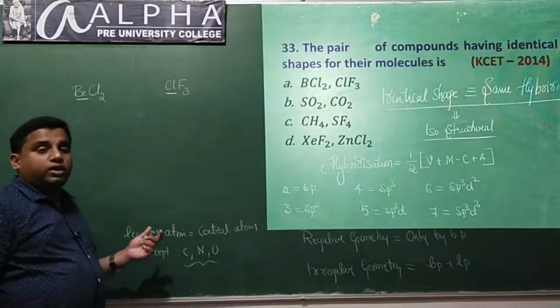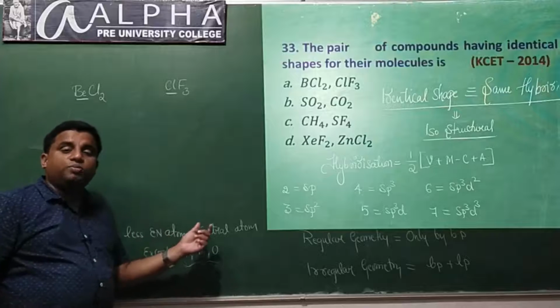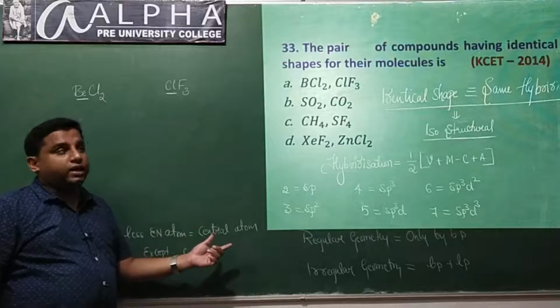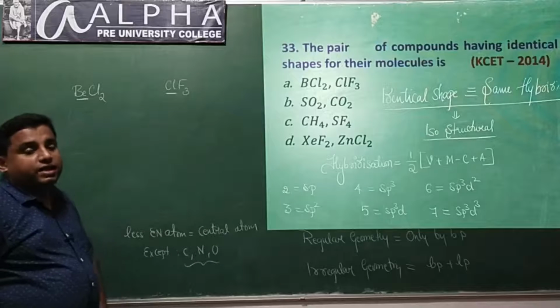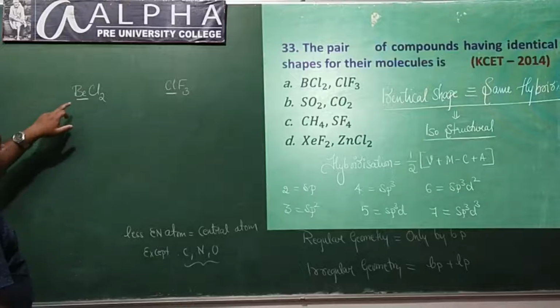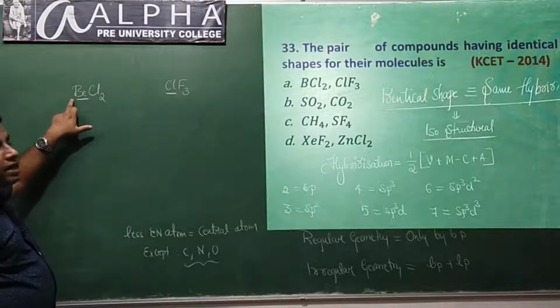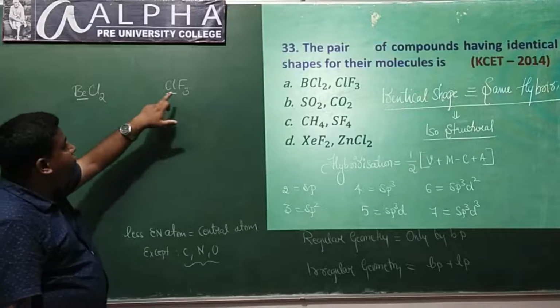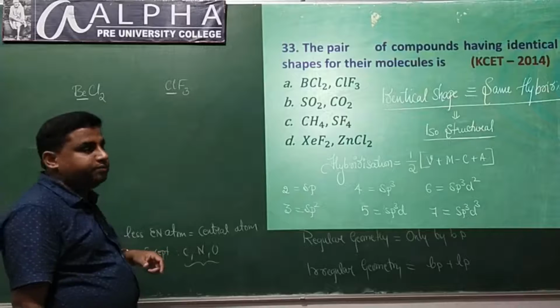So usually, a less electronegative atom should be considered as a central atom. Please note that point. So here, we know chlorine is more electronegative than beryllium, hence beryllium is the central atom. Fluorine is more electronegative than chlorine, so chlorine is the central atom.